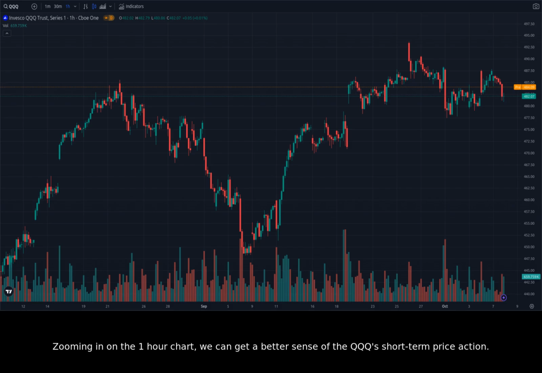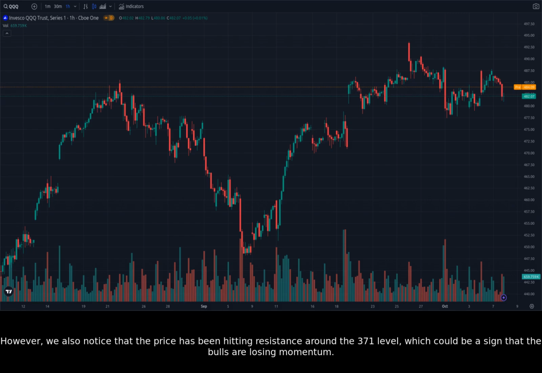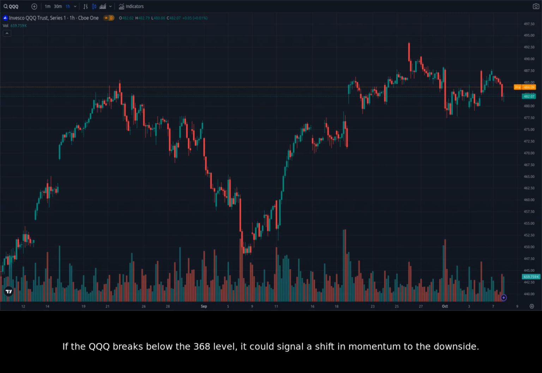Zooming in on the 1-hour chart, we can get a better sense of the QQQ's short-term price action. Looking at the past week, we see a clear pattern of higher highs and higher lows, indicating a bullish trend. However, we also notice that the price has been hitting resistance around the 371 level, which could be a sign that the bulls are losing momentum. If the QQQ breaks below the 368 level, it could signal a shift in momentum to the downside.